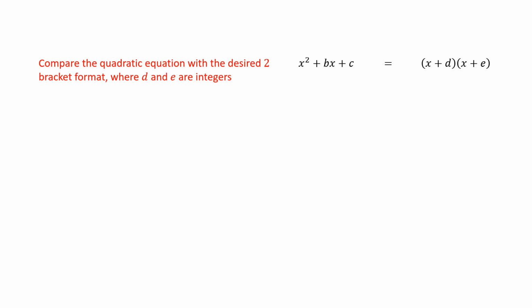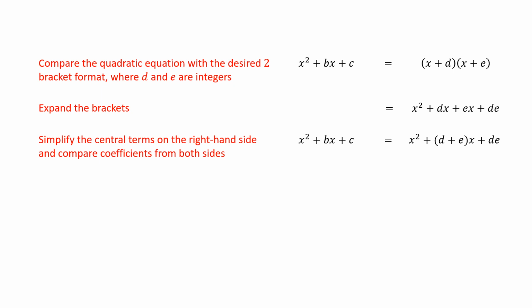So how do we do this? Well, let's expand the brackets on the right hand side. So if we do this, we get x squared plus dx plus ex plus d times e. And we've said that this is equal to x squared plus bx plus c. So we can now simplify.